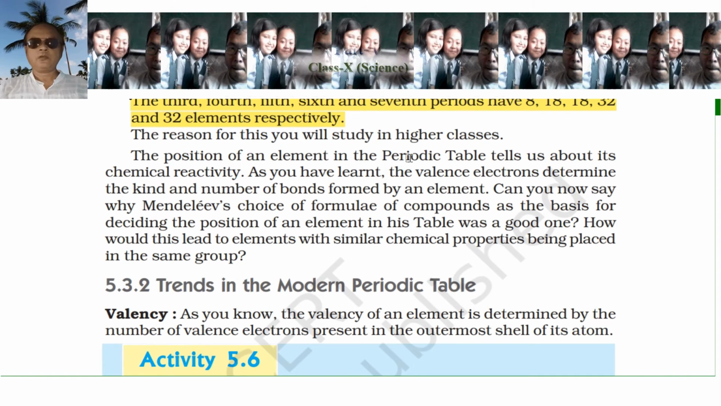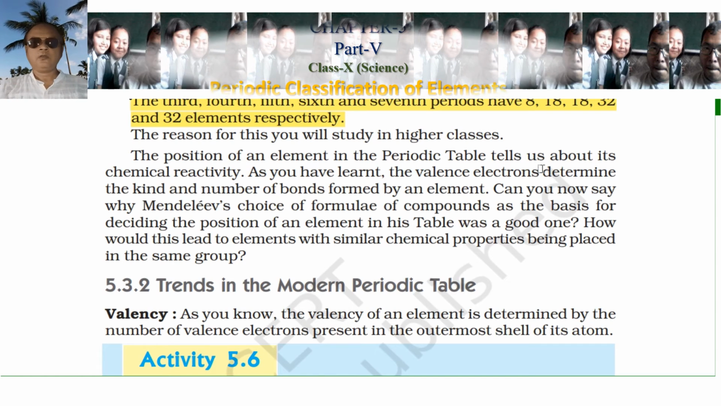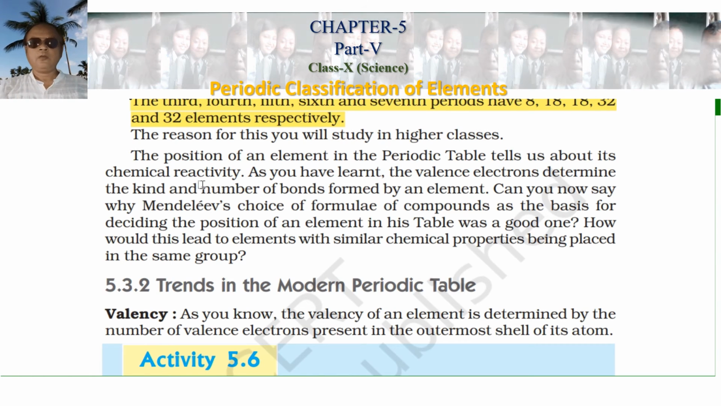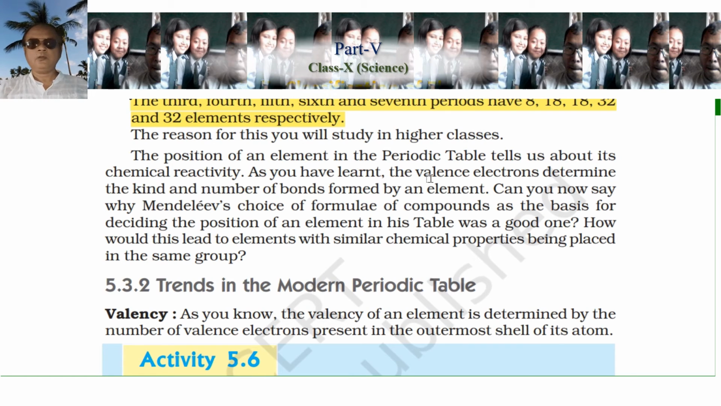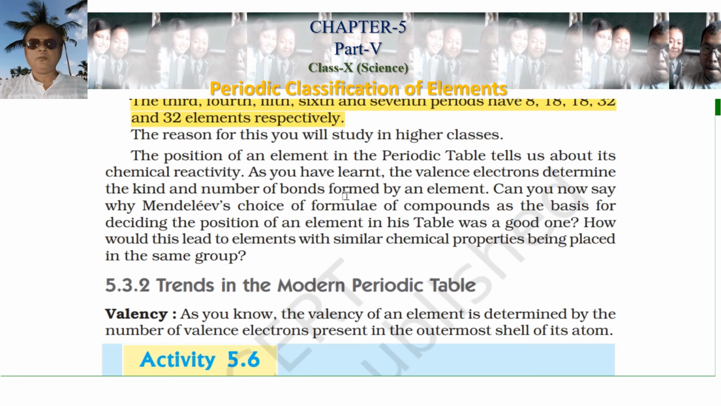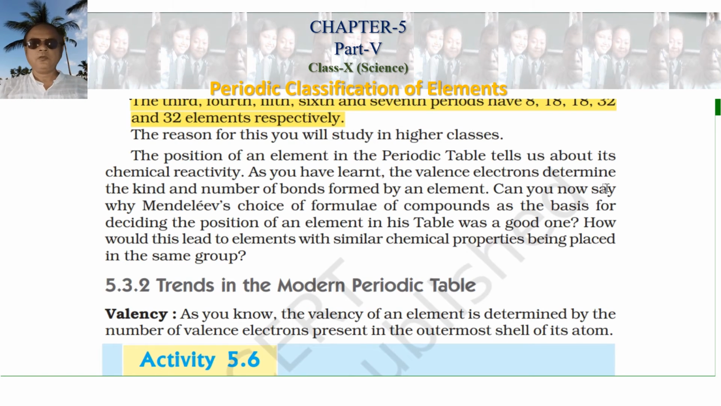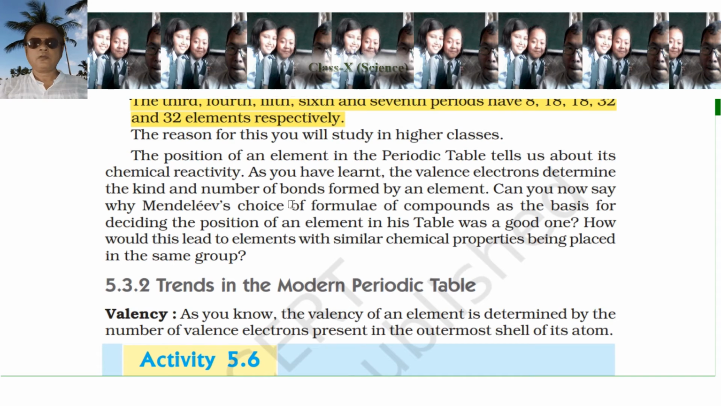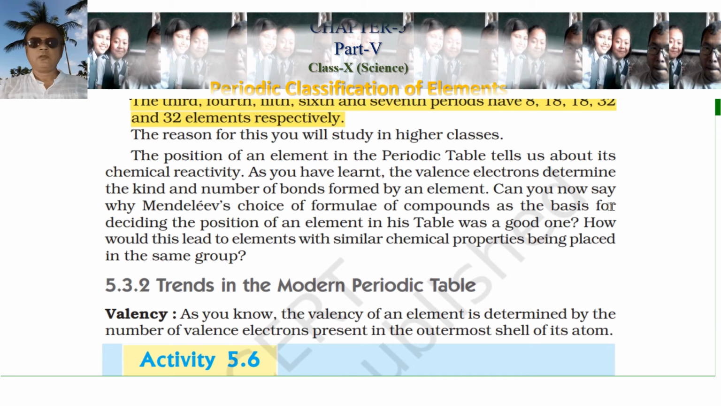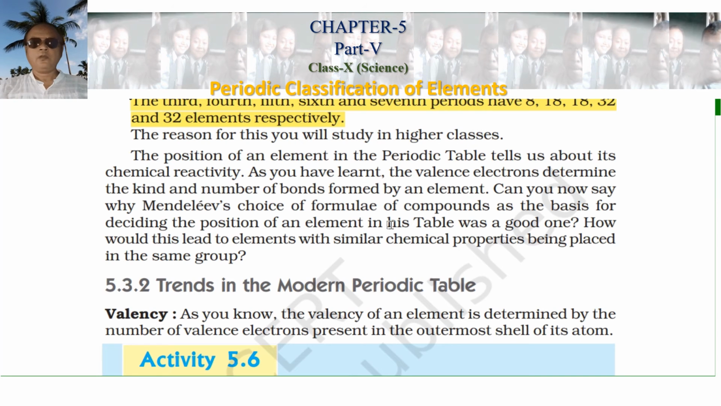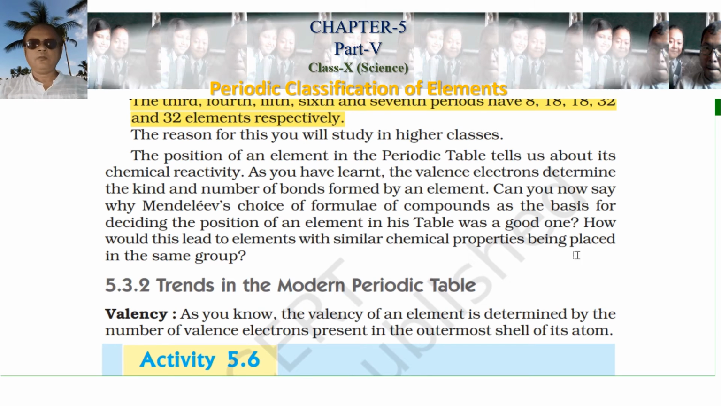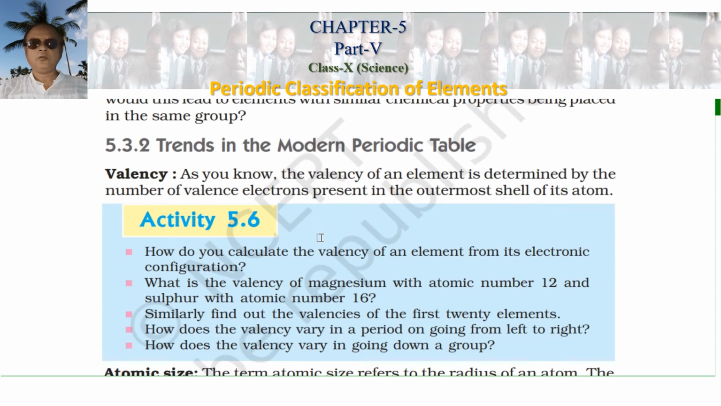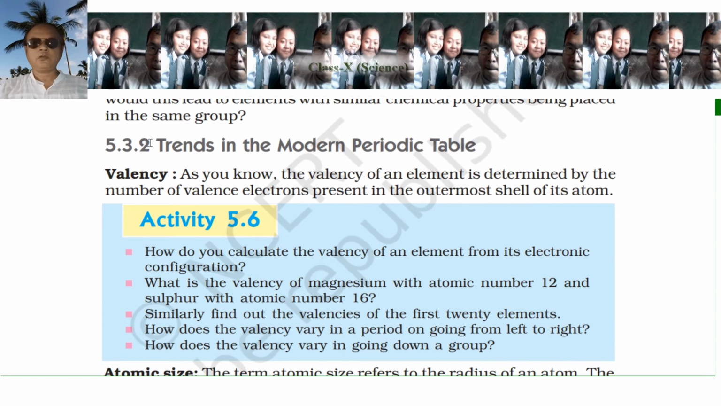The position of an element in the periodic table tells us about its chemical reactivity. As you have learned, the valence electrons determine the kind and number of bonds formed by the elements. Can you now say why Mendeleev's choice of the formula of compounds as a basis of deciding the position of an element in his periodic table was a good one? How would this lead to elements with similar chemical properties being placed in the same group? Now we will study the trends.